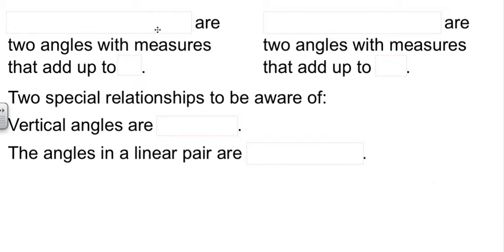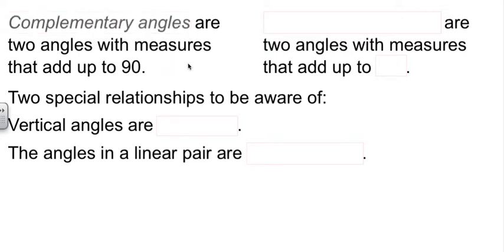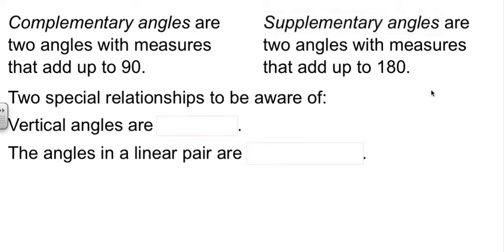Couple of other ones. If we have angles that add up to make 90, you've probably seen this term before, we call those complementary angles. And if they add up to 180, we call them supplementary angles. We're going to use those two words a lot.